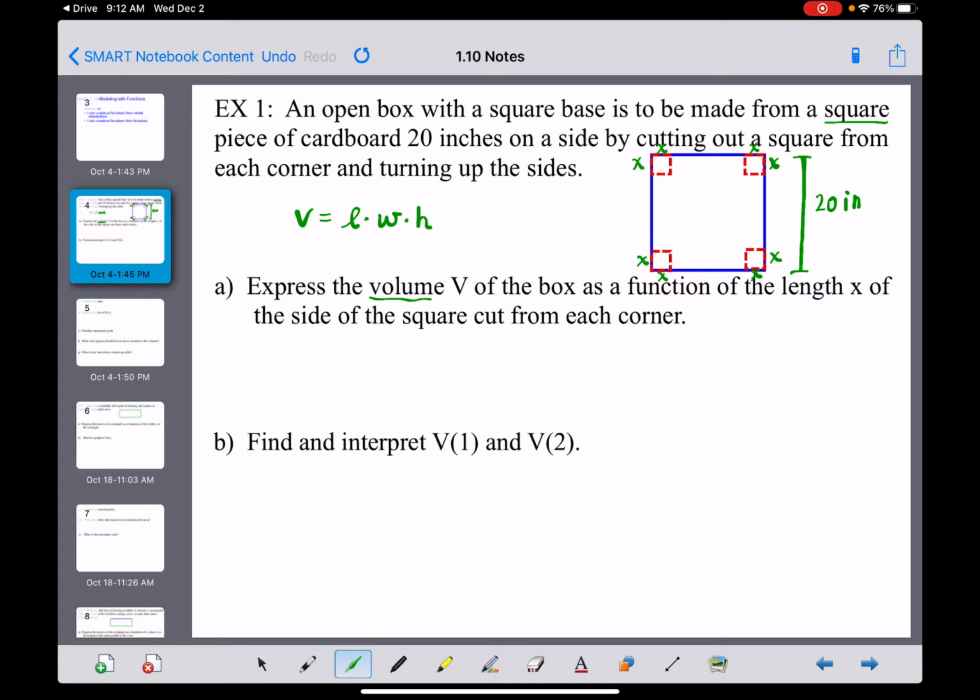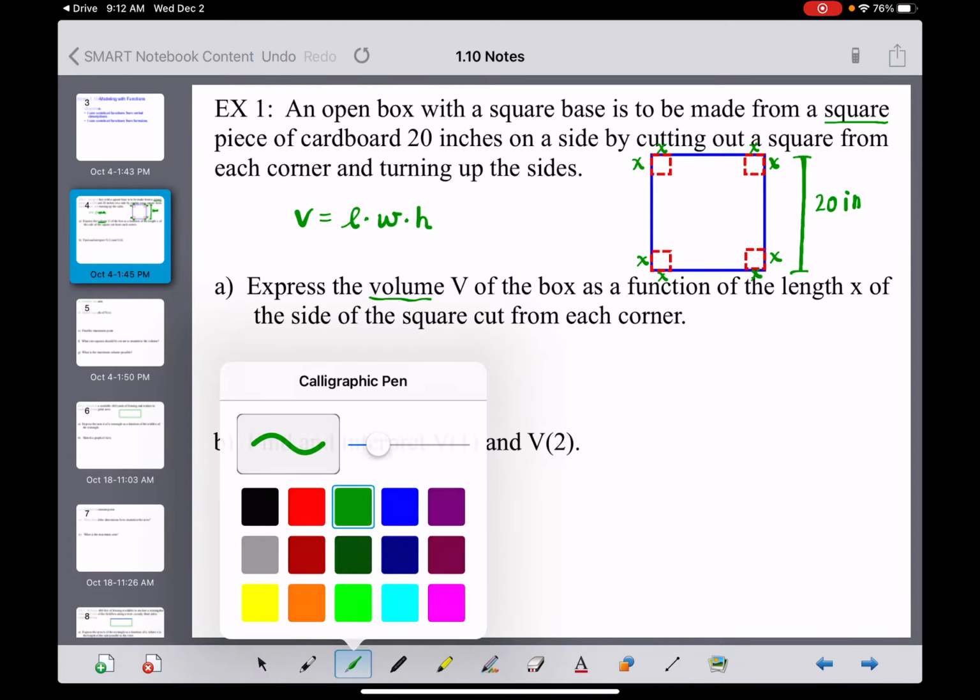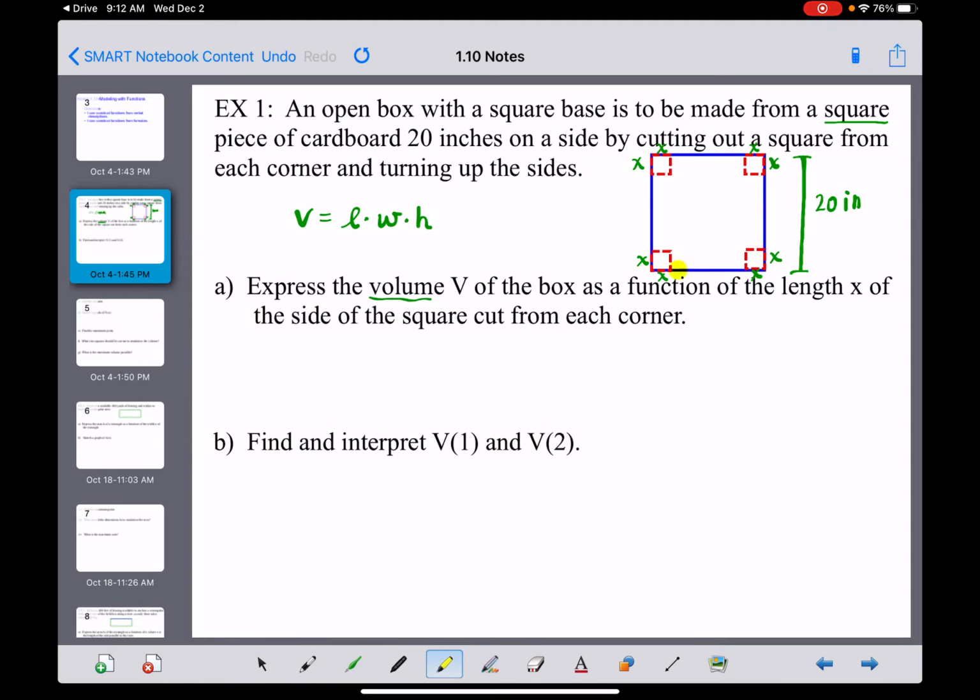So the length of this box is going to be, I'm going to highlight it here. The length of the box is going to be inside those squares that we cut out. Because remember when I was drawing this in, the base is actually going to be right here. That's going to be the length of my box.